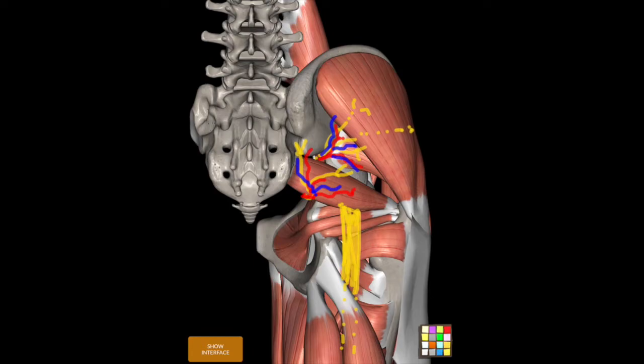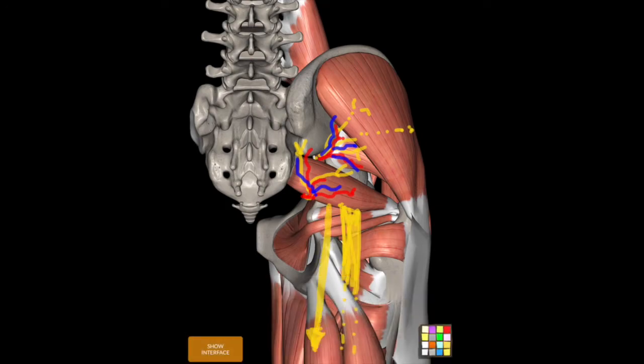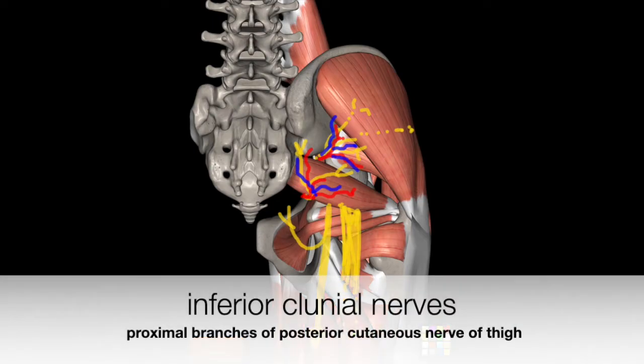is the large posterior cutaneous nerve of the thigh, or posterior femoral cutaneous nerve. It's a surprisingly large cutaneous nerve. It's the largest cutaneous nerve in the body, responsible for innervating the largest area of skin of any cutaneous nerve. In the gluteal region, it has interesting recurrent branches that supply the area around the gluteal fold, and these are called the inferior cluneal nerves.